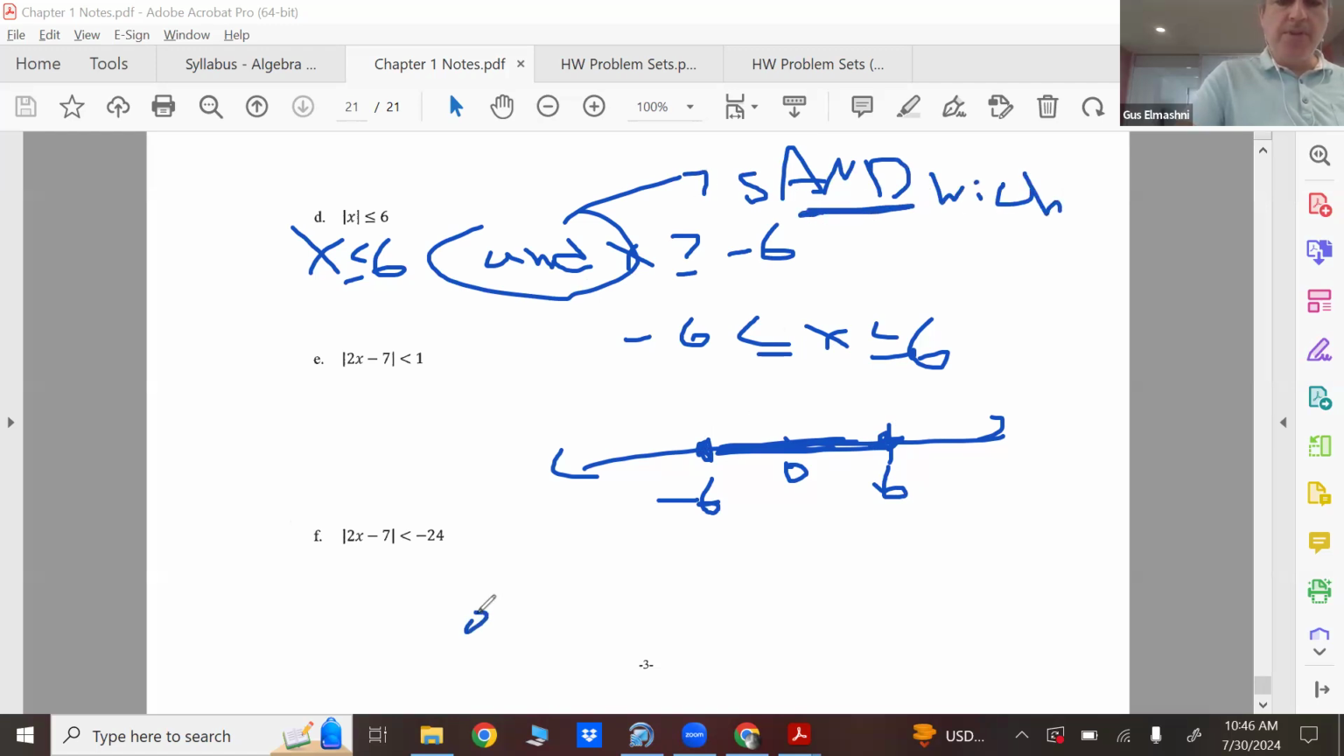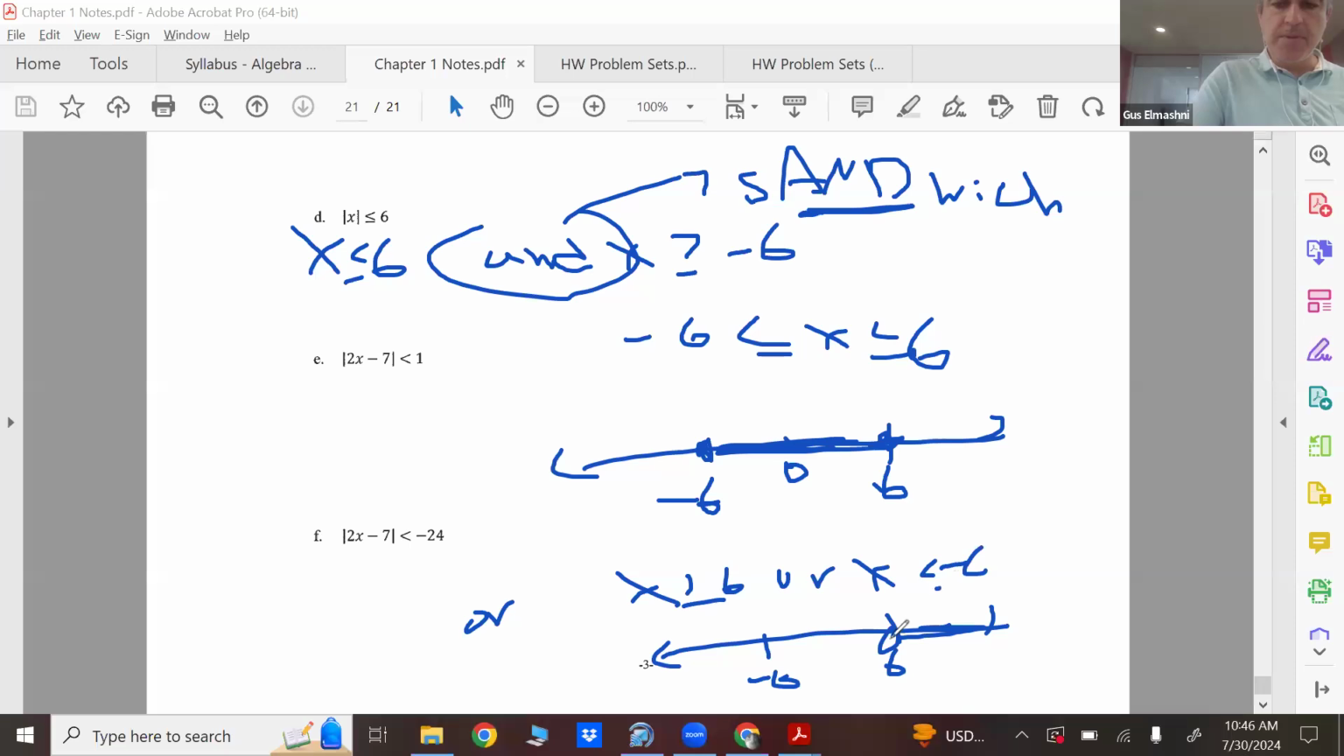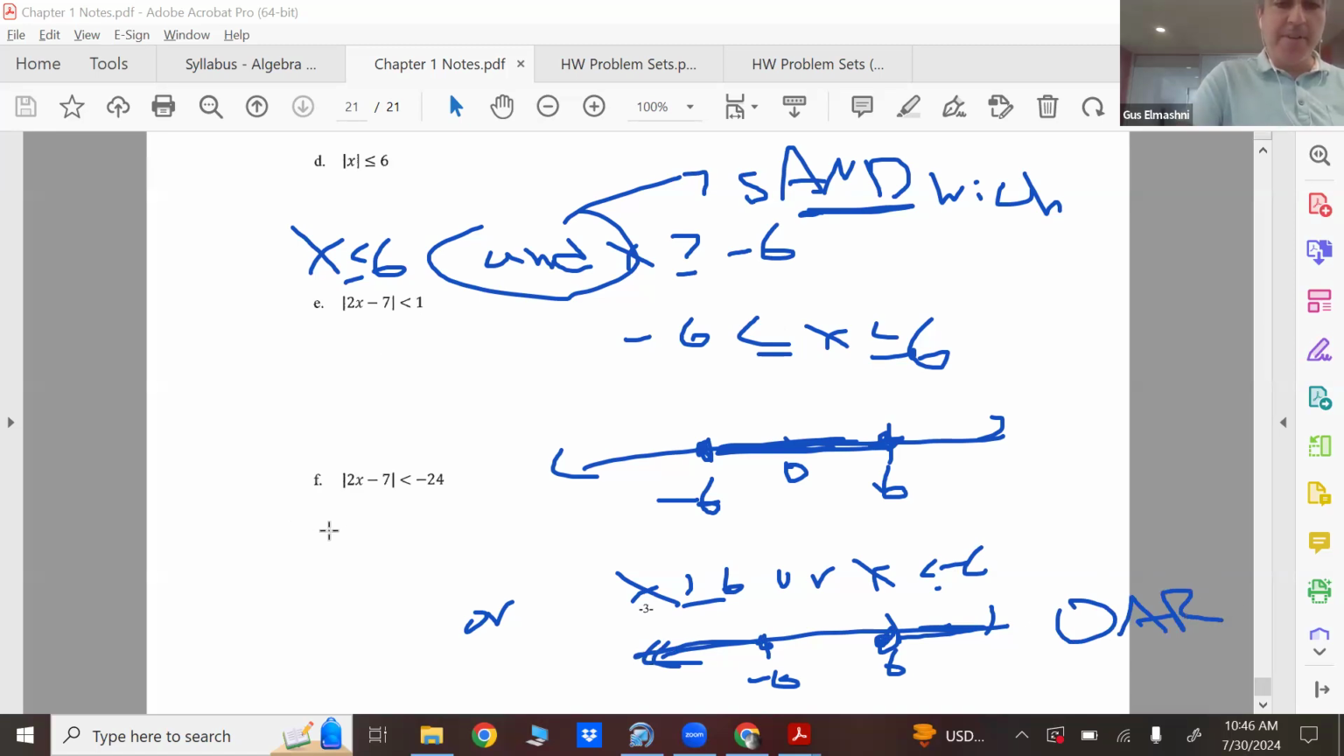The or situation, when it's like x is greater than 6 or x is less than, sorry, less than -6. We had equals, let's do equals. It's like two oars on a rowboat, if that helps. So a little bit of play on words there. We'll talk about it next time in class.